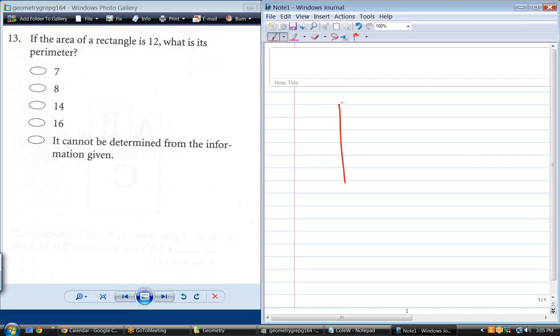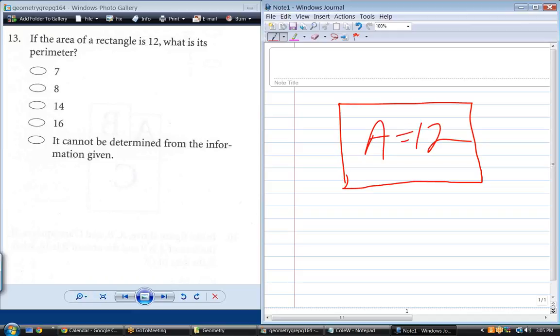If I have a rectangle that has a certain area of 12, what is its perimeter? 16 or 14. Which means I'm not sure. Well, you're close with your logic. Think about it for a second.